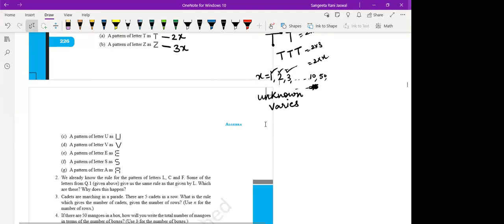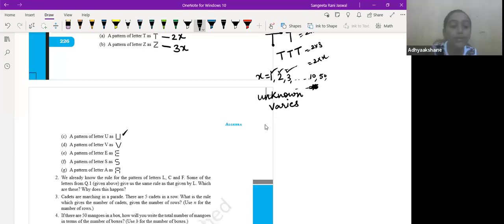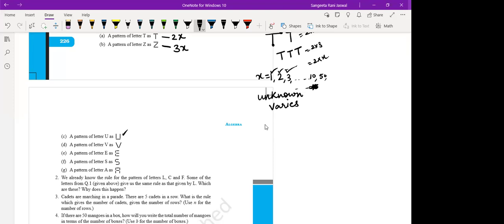Next, Adya, you tell me the pattern of letter U, how many matchsticks are required in this? Ma'am, 3. Means 3x. And what will be the rule here? Ma'am, 3x. Okay, here x is the variable. Are you understanding? Ma'am, is x the variable for the number of U's here? x is the variable, yes. x variable means how many U's are there?